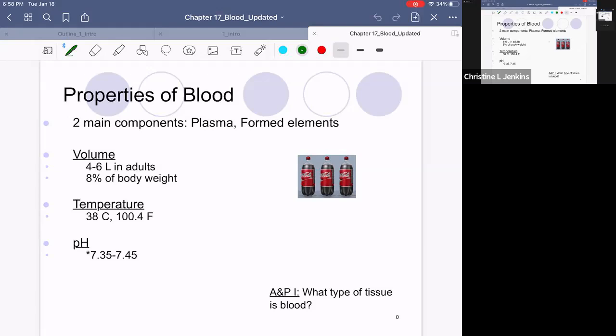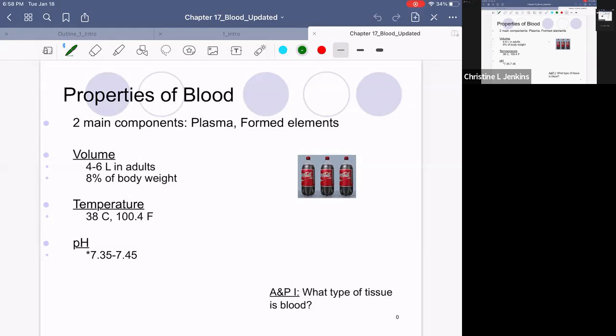I would like you to know the general volume of blood in an adult. So on average, an adult has somewhere between 4 to 6 liters of blood. If it's a smaller adult woman, for example, maybe more like 4 liters. A taller, bigger adult might be closer to 6 liters.